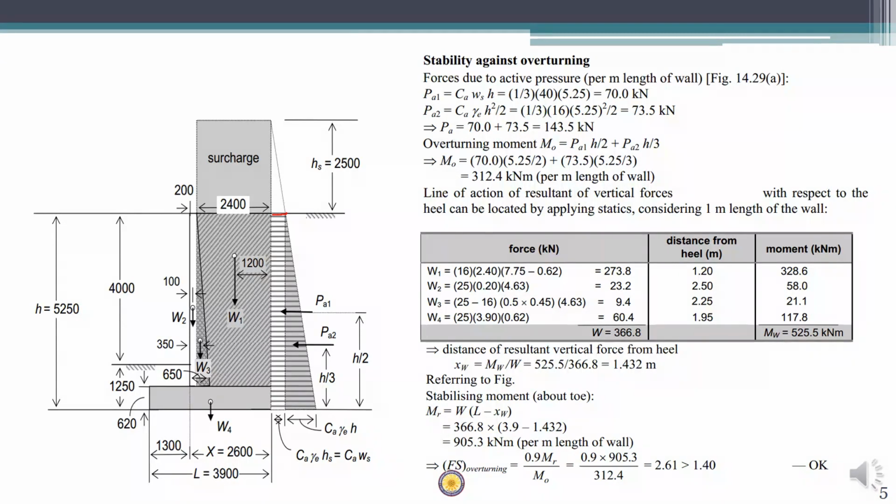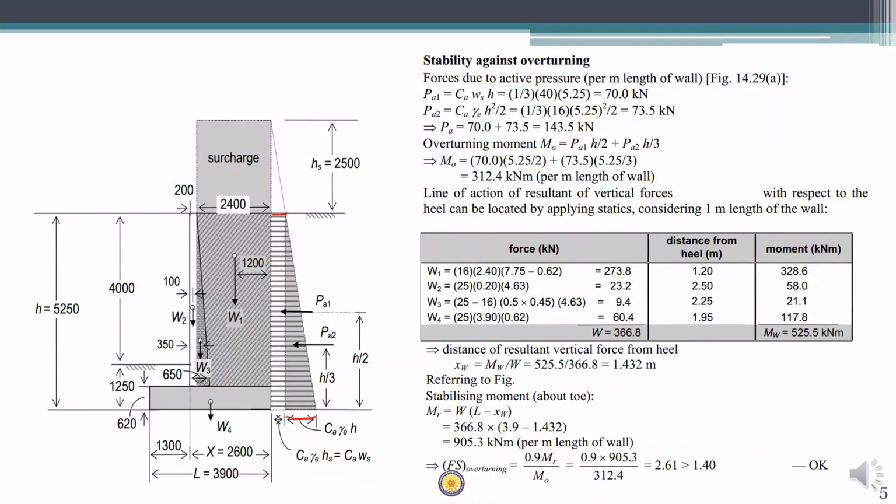So that is to be 4.0 meters plus 1.25 meters, which is 5.25 meters. So at the bottom the pressure will be an additional pressure of Ca into gamma E into H, where H is 5.25. So this is your pressure diagram. The pressure diagram can be broken down into two. It's a trapezoidal distribution. This can be broken down into a rectangular distribution and a triangular distribution. So the rectangular distribution would be having the total force acting at h by 2, and triangular force will be having a total force acting at h by 3 from the bottom.